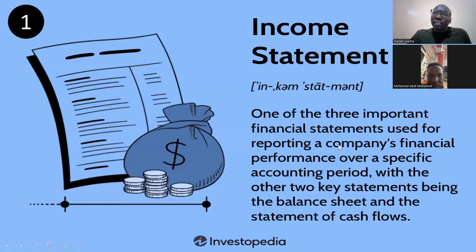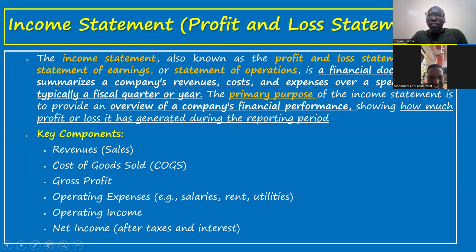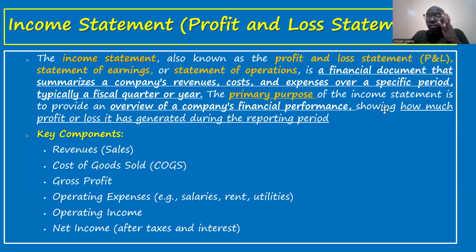So one of the three important financial statements used for reporting a company's financial performance over a specific accounting period, with the other two key statements being the balance sheet and the statement of cash flow. So it is one of the three, the income statement. Now, what is the income statement? It is also known as the profit and loss statement. So sometimes in some books, you will see the P&L statement. So it basically means the income statement.